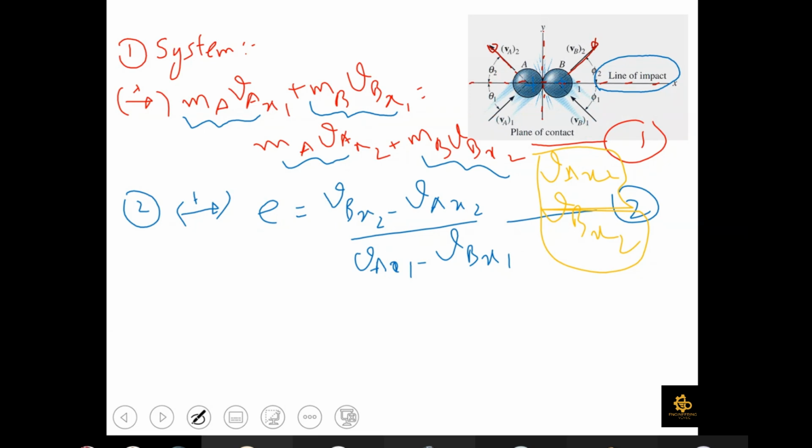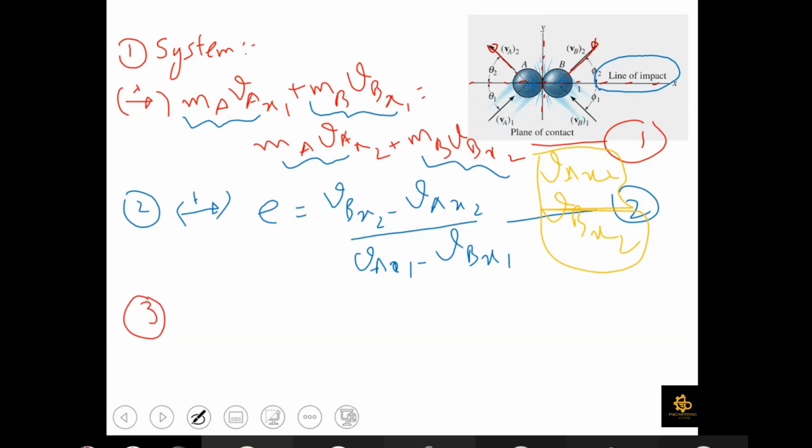Is it clear till here? These are the same two steps that we were doing in central impact. The only difference is that instead of considering the whole momentum or velocity, we are going to consider the components of momentum or velocity along the line of impact before and after collision. Is this point clear to all of you? Yes sir. Okay, now moving on to the third step for problems involving oblique impact.